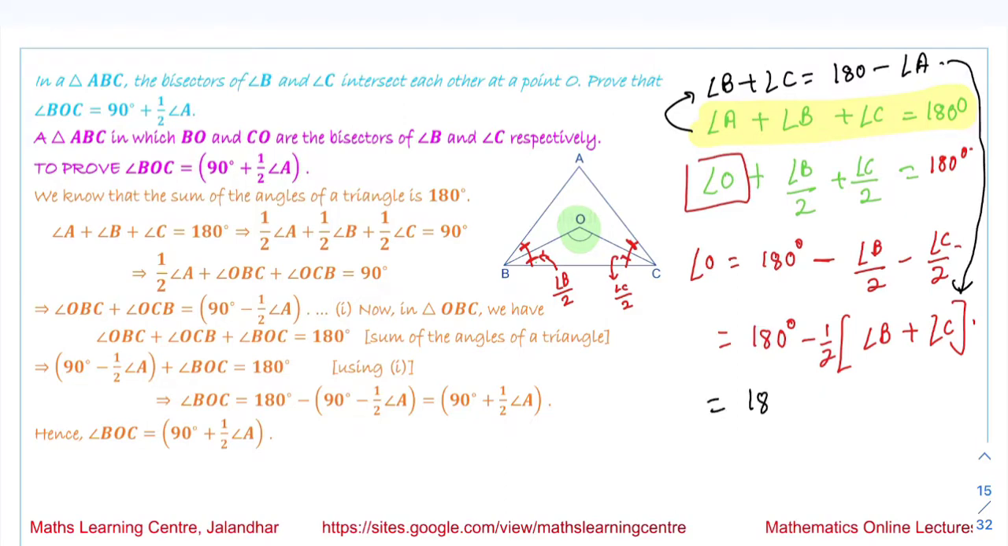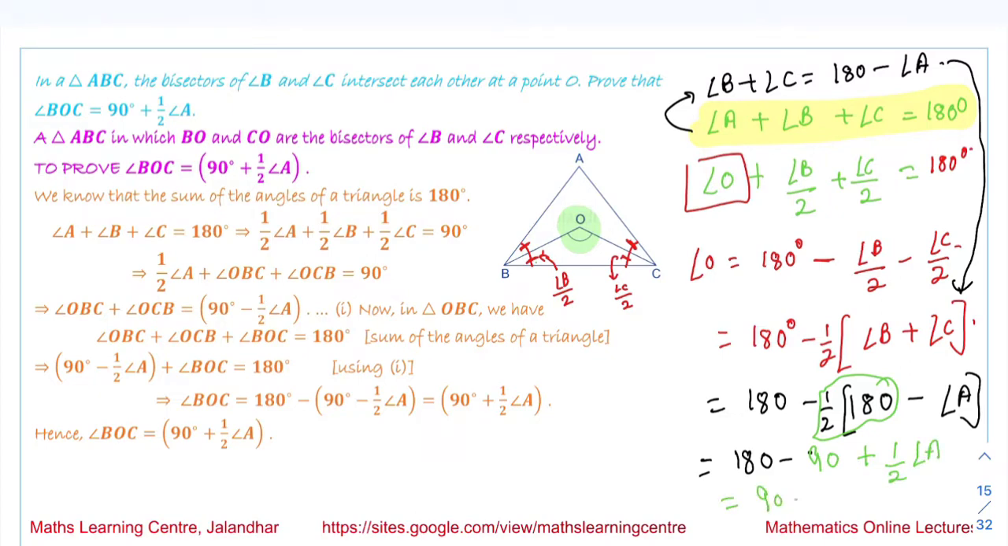So you will get 180 minus 1 by 2 into (180 minus angle A). Now this is 180 by 2, so it is 90, then it is plus 1 by 2 angle A. So we are left with 90 plus 1 by 2 angle A. So this is the value of angle O. The value of angle O is 90 plus 1 by 2 times angle A.